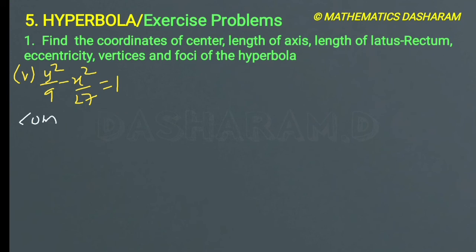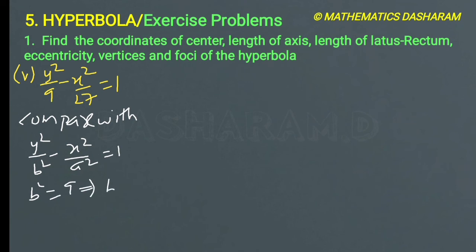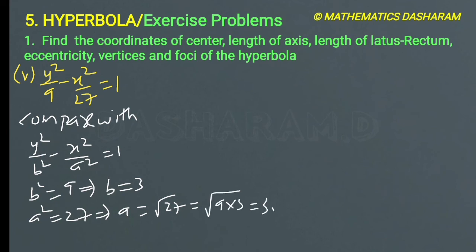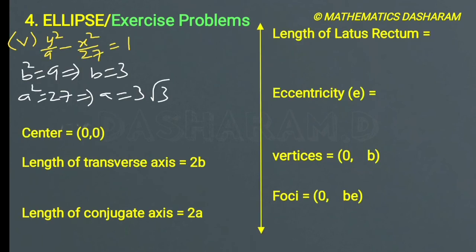Fifth question, y square by 9 minus x square by 27 equals 1. Let's compare with the standard form of a hyperbola. So then b square equals 9, then b equals 3, a square equals 27, then a equals root 27, then root 27 simplification, 9 threes are 27, so 3 root 3. So the first answer, center (0, 0) and length of the transverse axis 2b, so 2 into b value 3, 2 threes are 6, and length of the conjugate axis 2a, 2 into 3 root 3, 6 root 3.